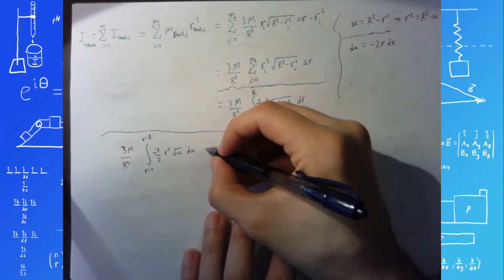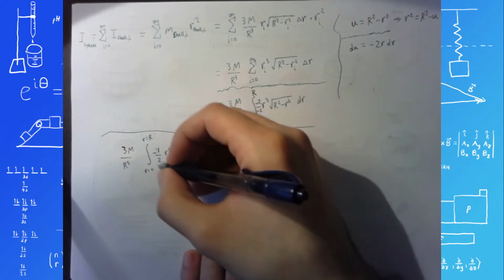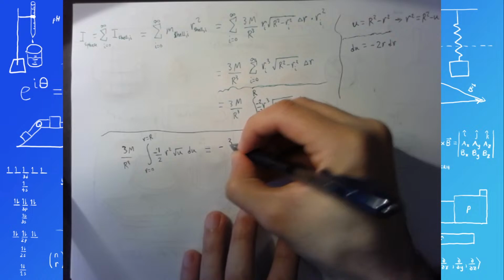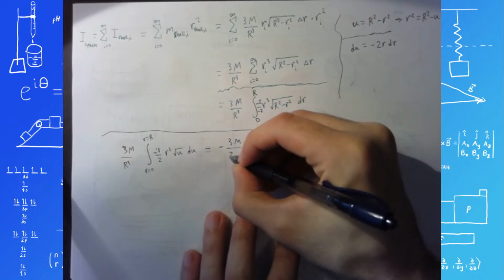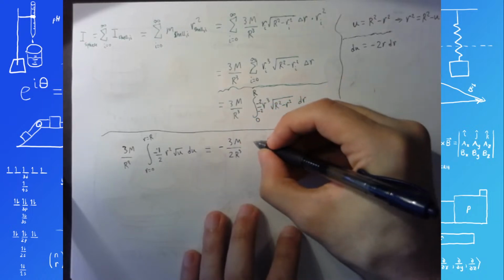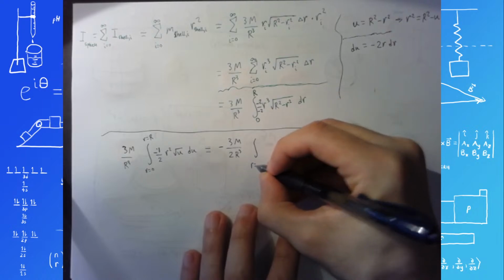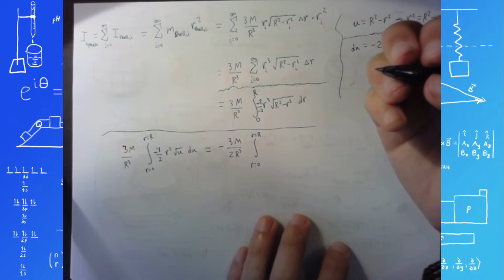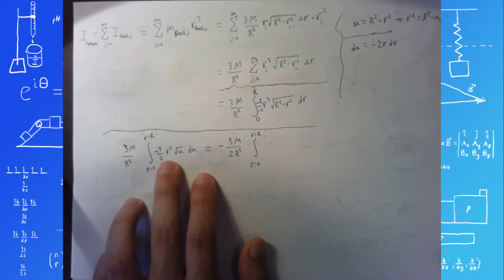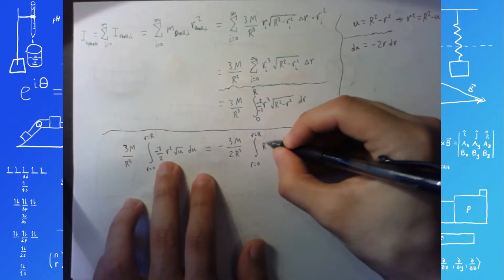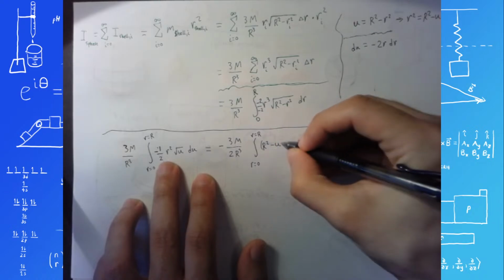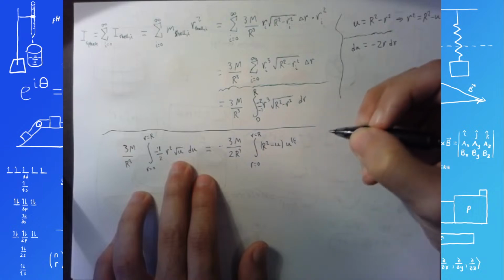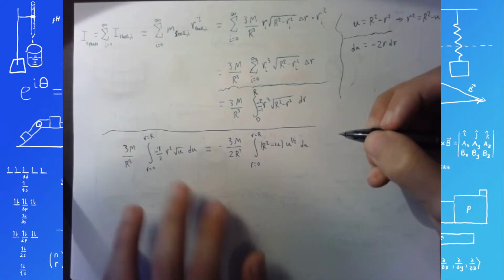So I'll pull the negative 1/2 out into the front, so that becomes negative 3m over 2 big R cubed, integral from r equals 0 to r equals big R. And then the little r squared can be replaced with big R squared minus u, all times square root of u, which can be rewritten as u to the 1/2 du.